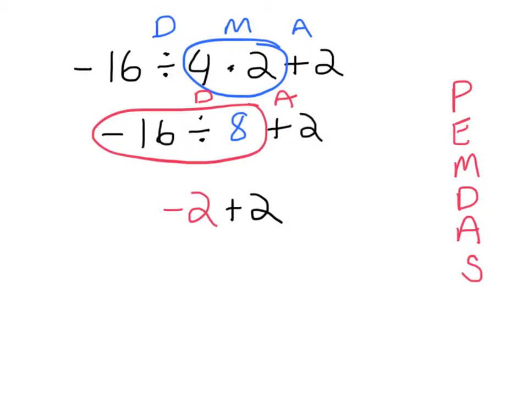So now I have negative 2 plus 2. Well, we can do that. Negative 2 plus 2 is 0. And that's the answer.